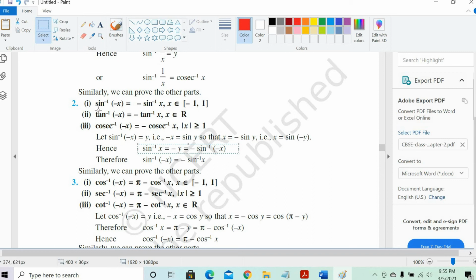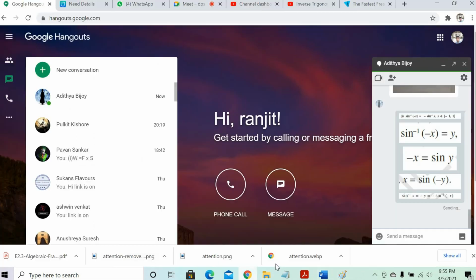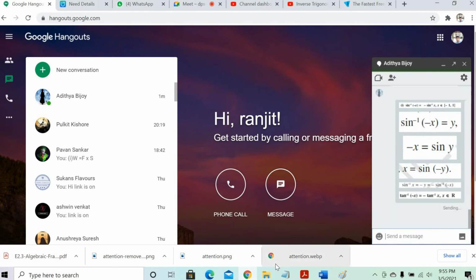In a similar way, can you do it for tan inverse of minus x is equal to minus tan inverse x, where x belongs to all the real numbers? Same way. Try it out.